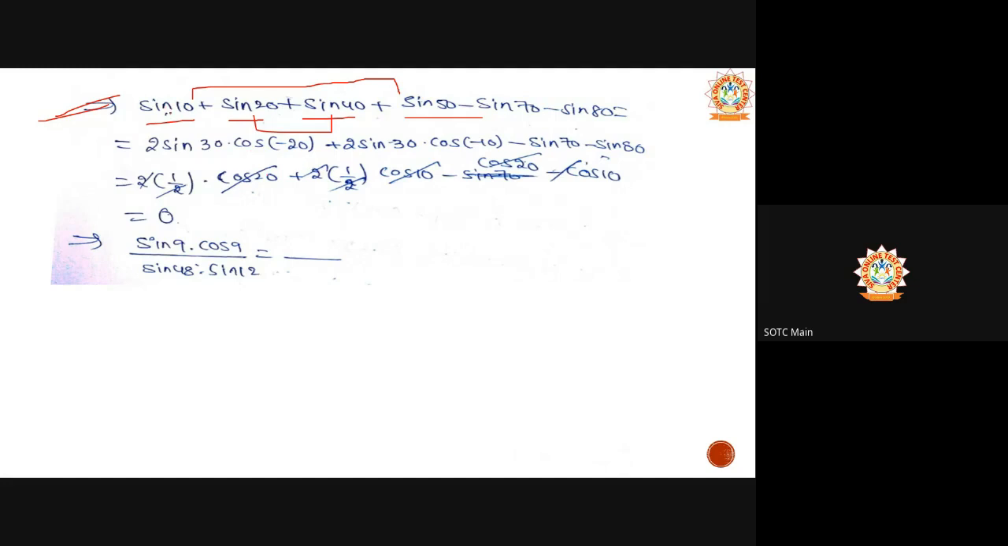Check here. If you apply sin C plus sin D for this, 2 sin of (C plus D) by 2: 10 plus 50, 60 by 2, that is 30. 10 minus 50 by 2, minus 40 by 2, will come minus 20. Then sin C plus sin D again, 2 sin of (C plus D) by 2: 20 plus 40, 60 by 2, 30. 20 minus 40 by 2, it will come minus 10. So here 2 into sin 30 is 1 by 2, 2 will get cancelled. Here cos 20. Then 2 into sin 30 again 1 by 2, 2 will get cancelled. Here cos of minus 10, cos 10. Minus sin 70 as cos 20, sin 80 as cos 10. So here plus cos 20 minus cos 20 will get cancelled, plus cos 10 minus cos 10 will get cancelled. Answer is 0.